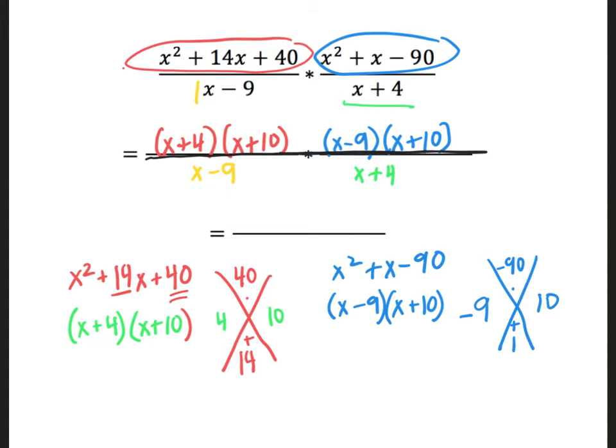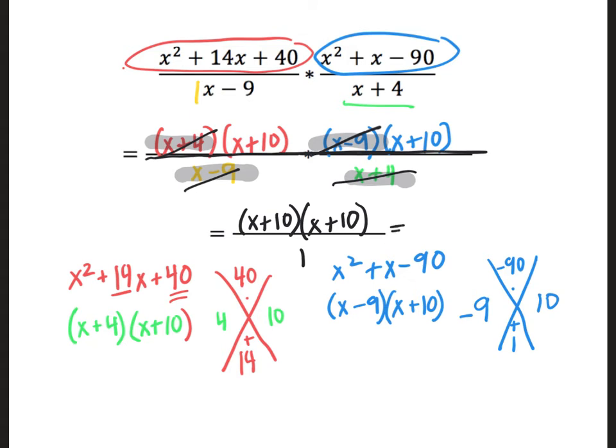The first thing I notice is I have x minus 9 on top and I have it on the bottom, which means I can go ahead and cancel those two out. I also notice I have x plus 4 on the top and x plus 4 on the bottom. So those can cancel out too. So that means that on top, I'm left with x plus 10 times x plus 10. On the bottom, there's a 1.